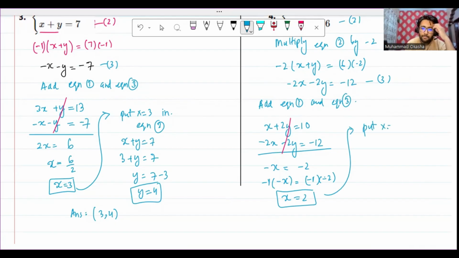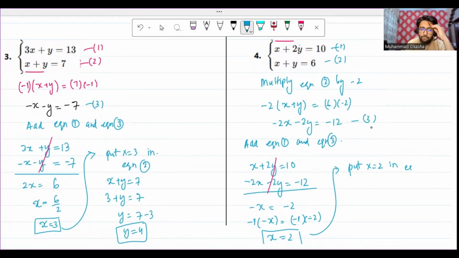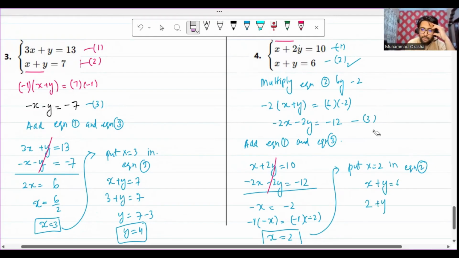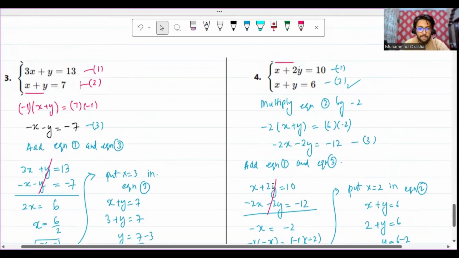Put x equals 2 in any equation you want. You have equation 1, 2, and 3. Let's put this in equation 2, because the equation looks simple. Equation 2 is x plus y equals 6. Instead of x, I'm going to put 2. So 2 plus y equals 6. y equals 6 minus 2, because we're sending 2 over to the other side. That is going to be y equals 4. So the answer will be 2, 4. I hope it makes sense.